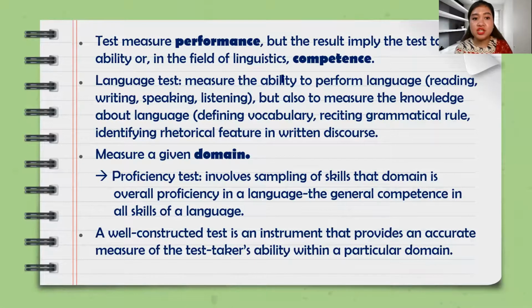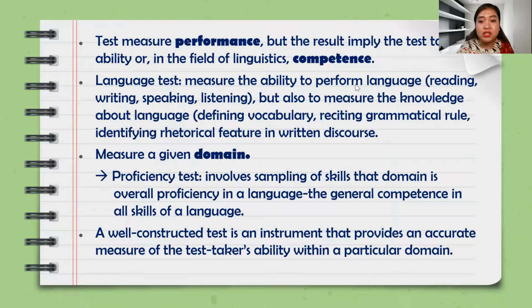Then the test measures performance. A test can also measure performance, but the result implies the test taker's ability, or in the field of linguistics, the competence. That's why when you try to measure the performance, the result will be about clarifying the competence. In terms of language tasks, a task measures the ability to perform language for all skills: reading, writing, speaking, listening, but also the knowledge about the language.